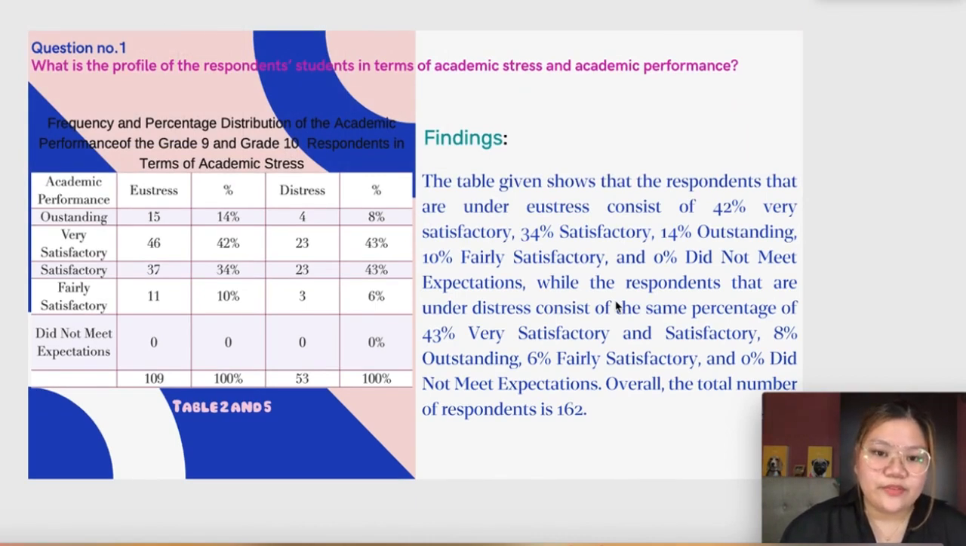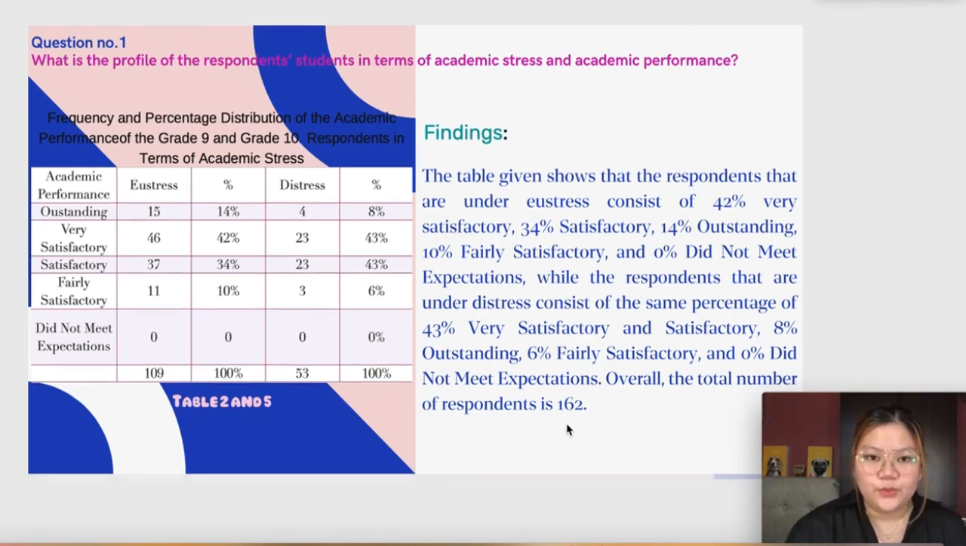For question number 1 findings, the table shows that the respondents under eustress consist of 42% very satisfactory, 34% satisfactory, 14% outstanding, 10% fairly satisfactory, and 0% did not meet expectations, while the respondents under distress consist of the same percentage of 43% very satisfactory and satisfactory, 8% outstanding, 6% fairly satisfactory, and 0% did not meet expectations. Overall, the total number of respondents is 162.